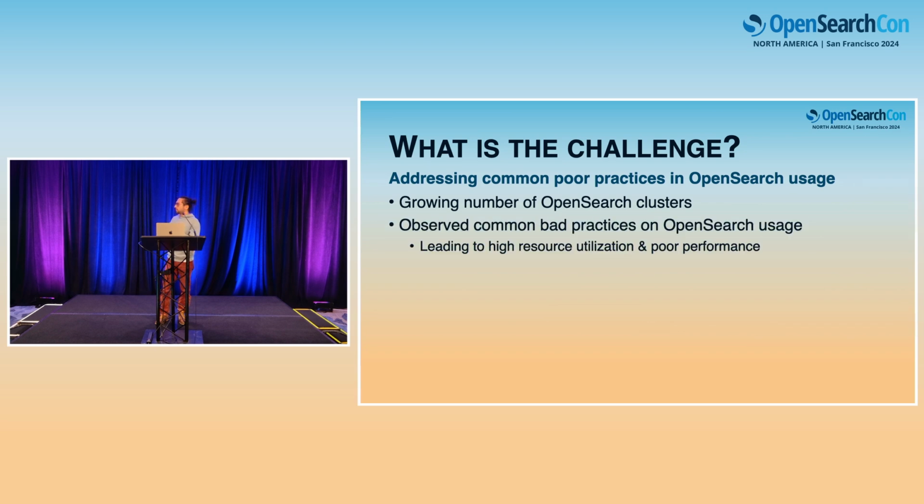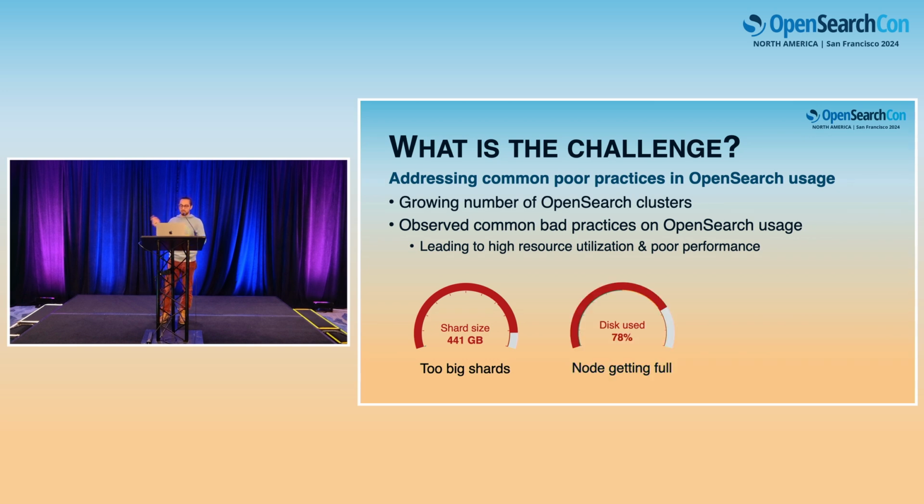Now, no matter the wide variety of use cases that we support, there are some things that are always the same. And that's some bad practices that lots of users are following in their OpenSearch clusters. And that leads to unnecessarily high resource utilization and suboptimal performance. Things like too big shards. So in our use case, having half a terabyte or 1 terabyte in a single shard is not great. Another thing is a data node getting full.